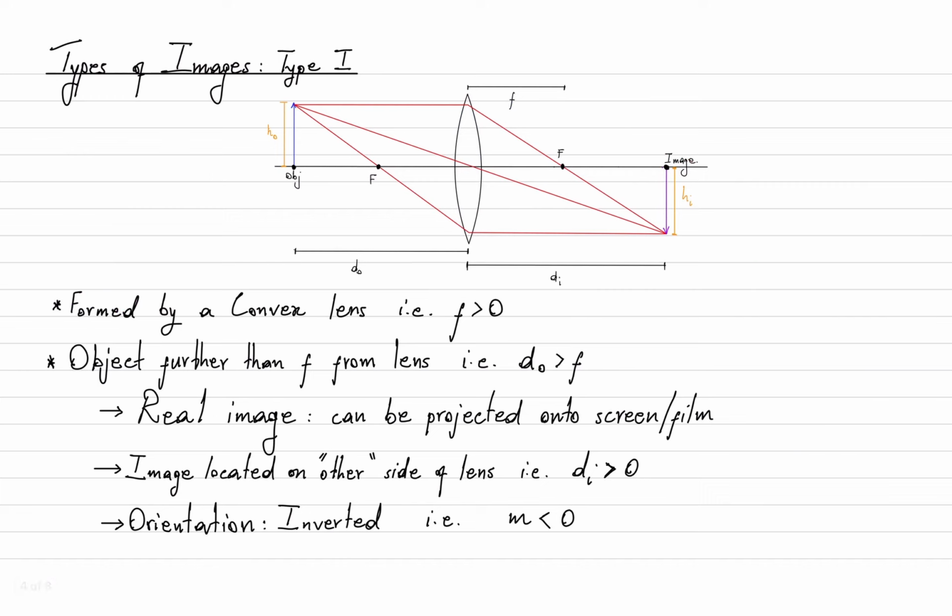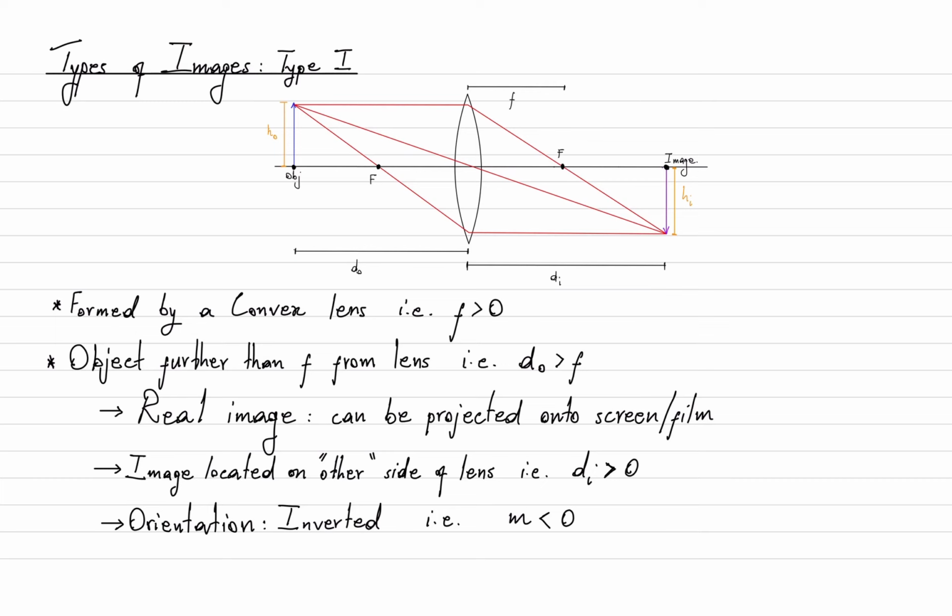Now, we're ready to talk about the different types of images that can be produced by lenses. I've classified them into three. Some people call them case 1, case 2, case 3. I've called them type 1. It's just different naming, but the principles are the same.